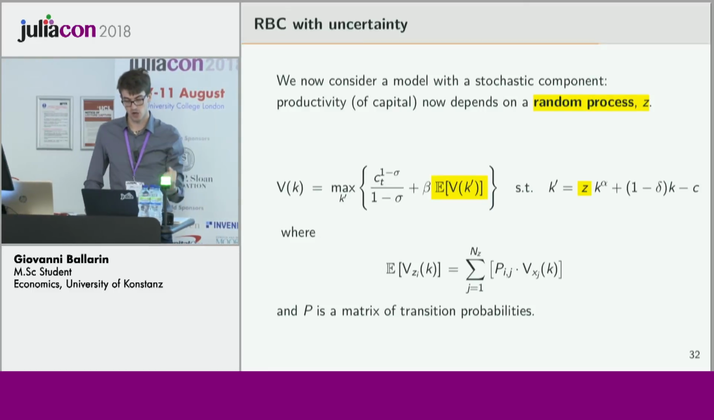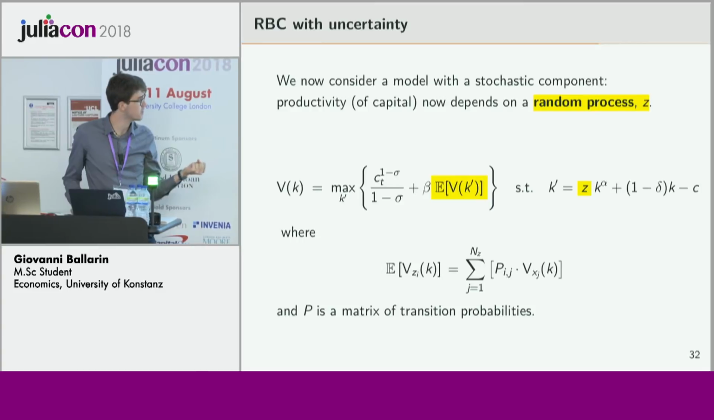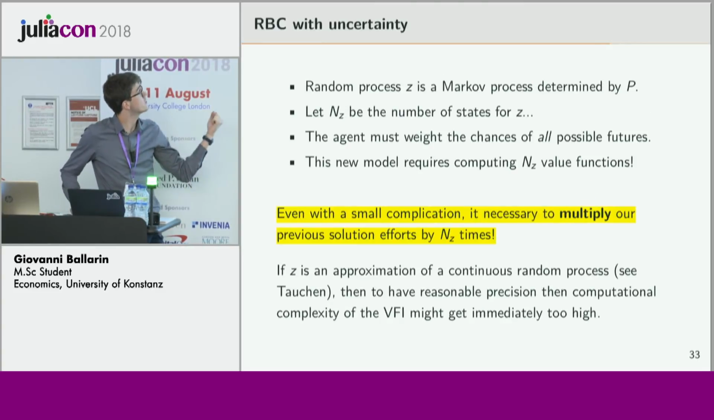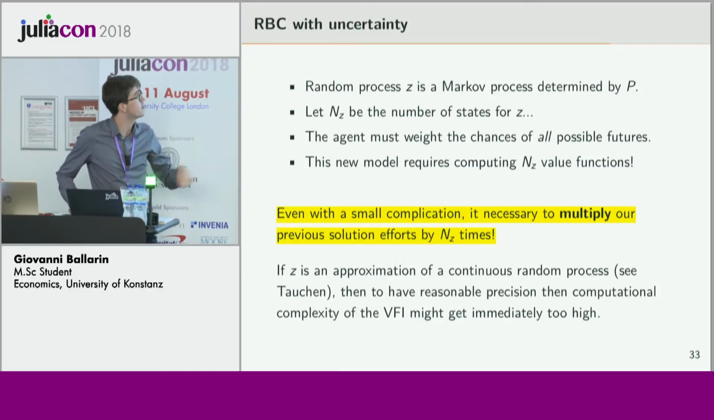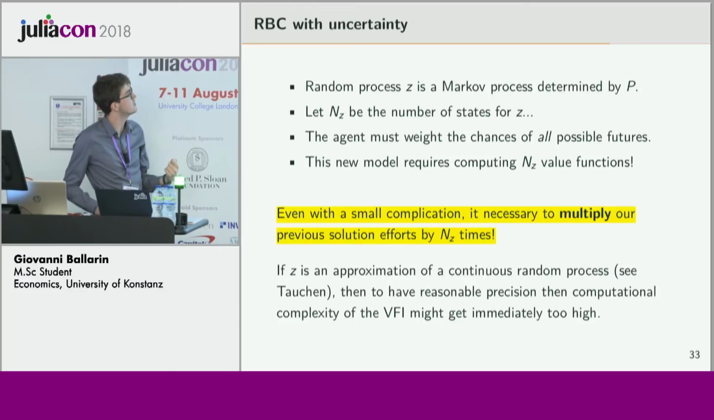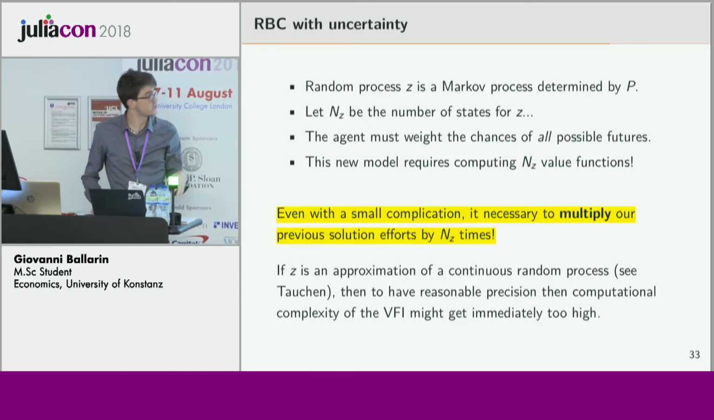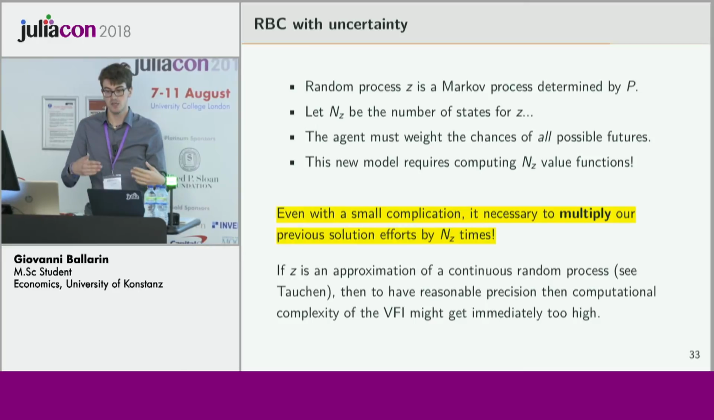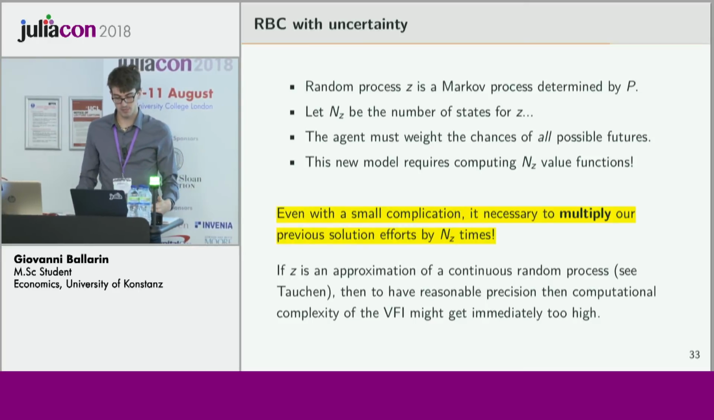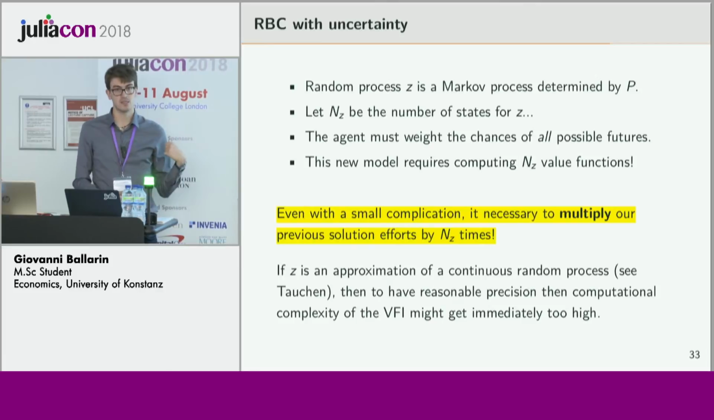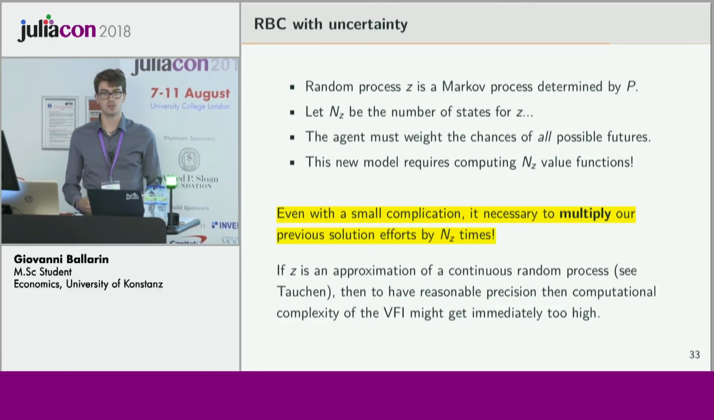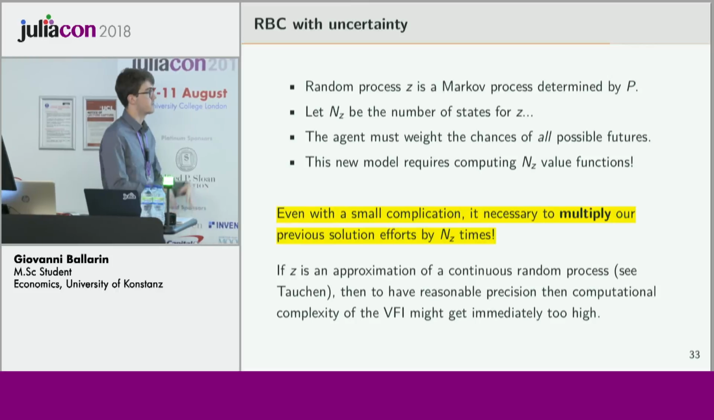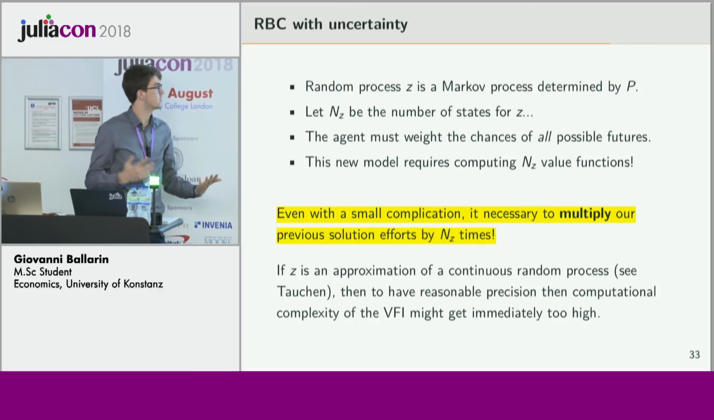We have to consider all the possible futures, and we have a transition matrix, because usually, if we consider Z as a Markov process, there is a transition matrix for this process, there is a number of states for Z, and so the agents must weigh all these chances. Even with this small complication, we are already multiplying our problem, because depending on the state you are in with that Z, you need a different value function. You cannot just reuse one for everybody, because of the multiplicity of options, right?